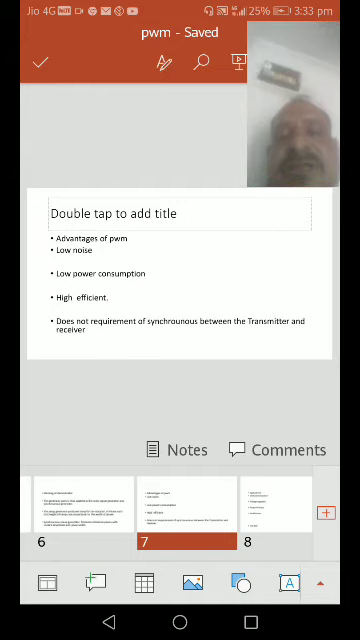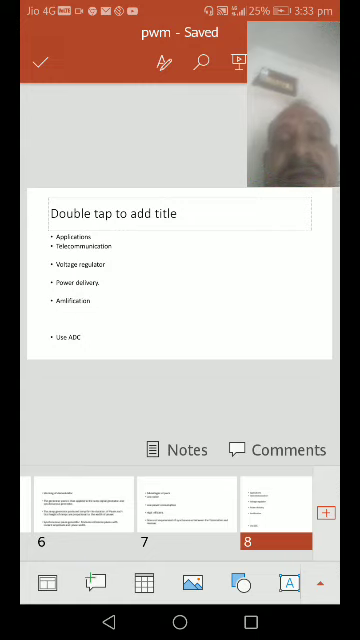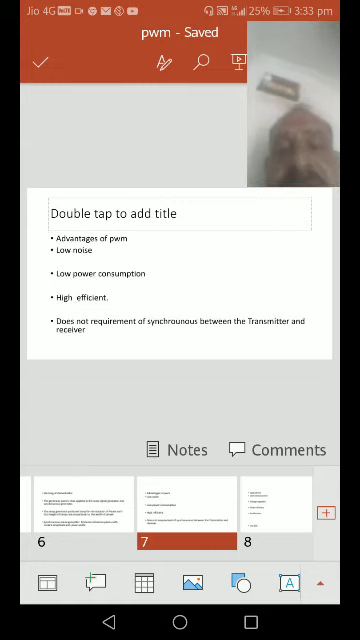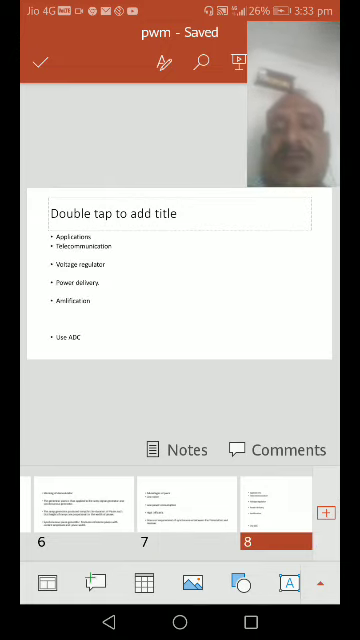The next advantage of pulse width modulation is high efficiency. And the next advantage is that pulse width modulation does not require synchronization between the transmitter and receiver. There is no synchronization needed between the transmitting end and the receiving end. This is the main advantage of pulse width modulation.